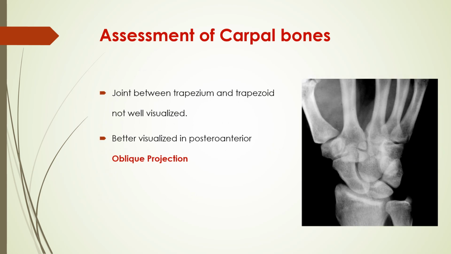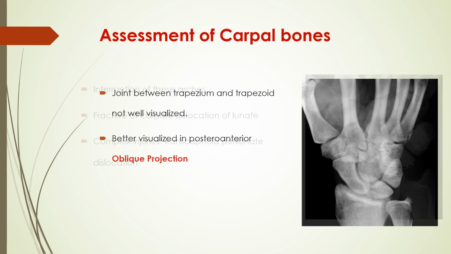Any fracture of the carpal bones will always alter these arches, except for some fractures of the trapezium and trapezoid, which cannot be seen in the earlier view. They can be well visualized in the oblique view. You can see in this the joint between the trapezium and trapezoid can be well visualized. So the oblique projection is a better projection of these two bones.